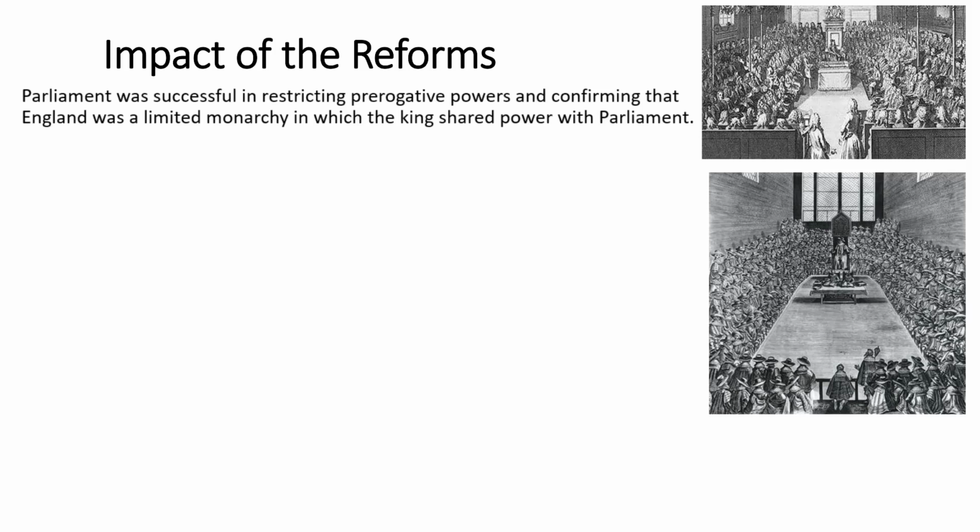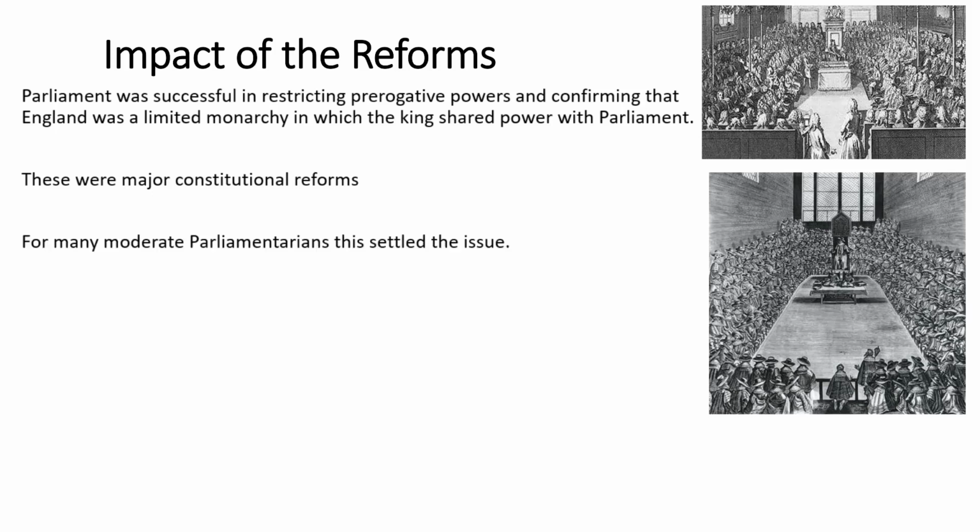So, although Parliament was successful in restricting prerogative powers and confirming that England was a limited monarchy in which the king shared power with Parliament, we could call that a constitutional monarchy where the power is shared between the two institutions. The king has to work within a constitution. Okay, so it certainly does that. Again, the major constitutional reforms. And for many moderates, this did settle the issue.